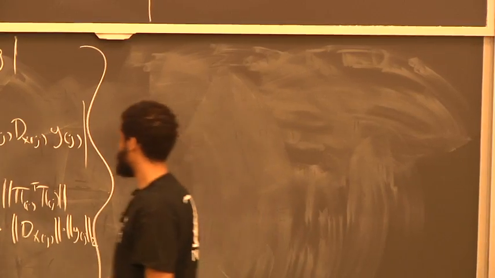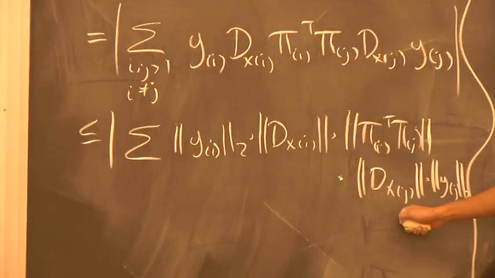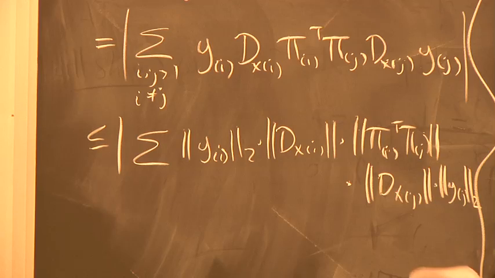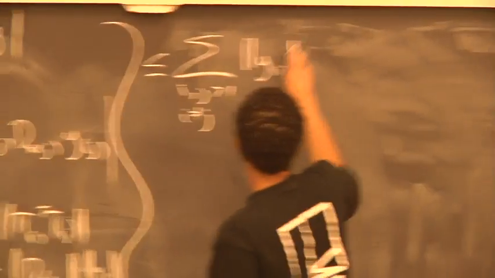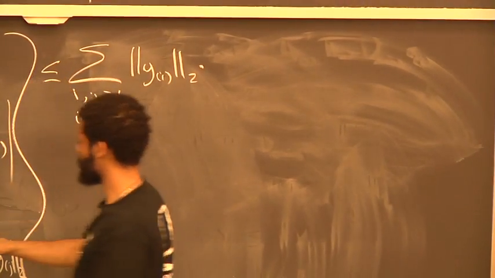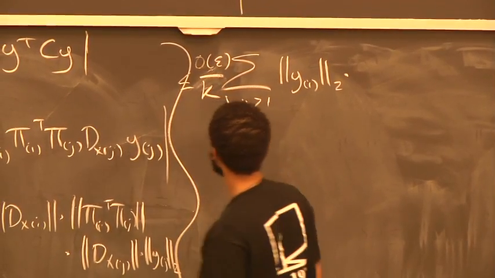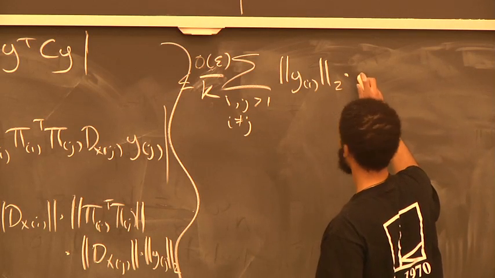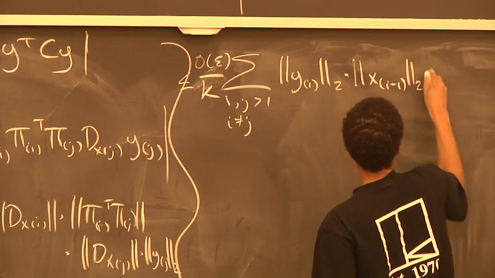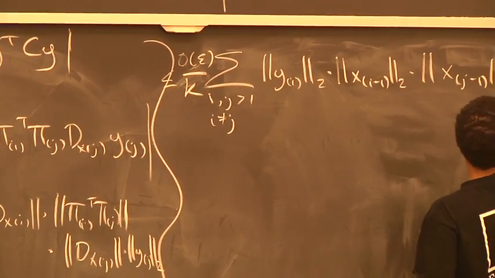So now this is the xi infinity norm. I'm going to shell. This is also the xj infinity norm, which I'm going to shell. So this is at most the sum over i, j bigger than 1, i not equal to j, of the L2 norm of yi times, and this operator norm is O of epsilon. So there's an O of epsilon over k. The k is because I get a root k from shelling this and another root k from shelling that, times the L2 norm of x i minus 1 times the L2 norm of x j minus 1 times the L2 norm of yj.